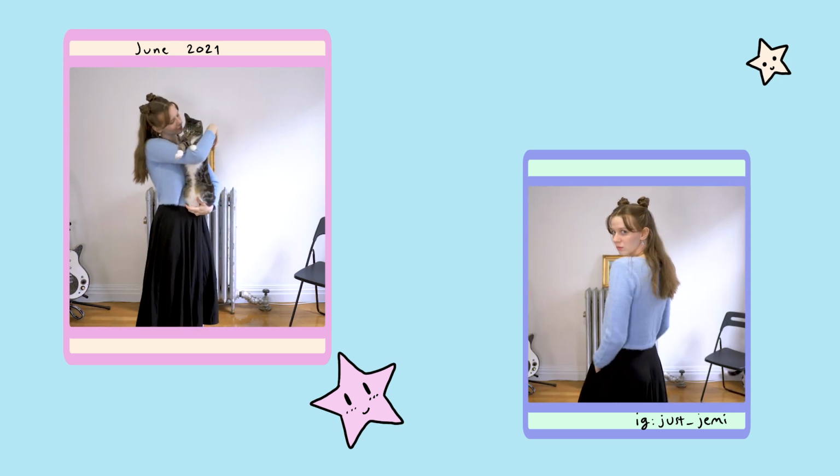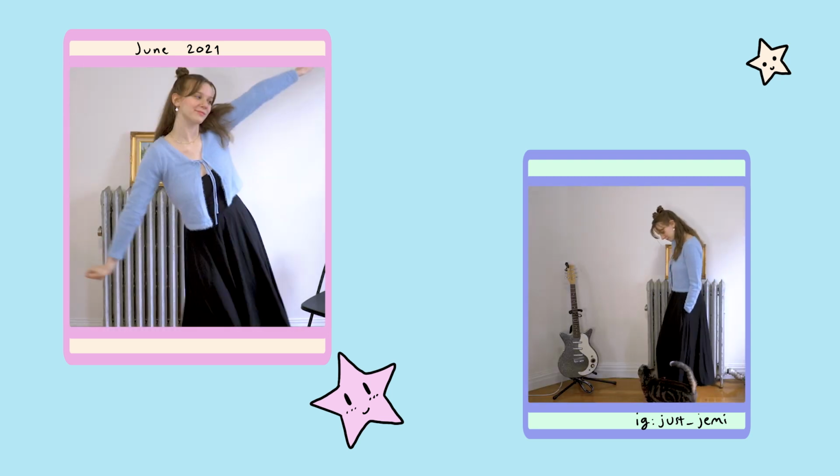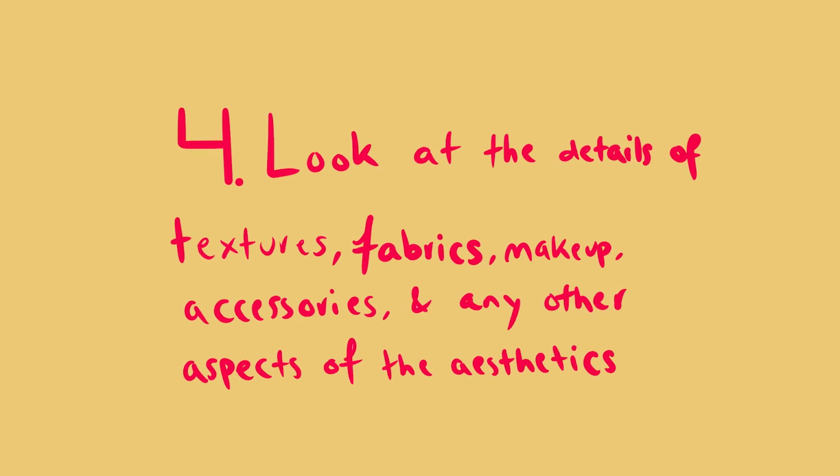Just have a look around your closet and see what colors you tend to gravitate towards and how they could work with each other. 4. Look at the details of textures, fabrics, makeup, accessories, and any other aspects of the aesthetics. In the end, you want to have a cohesive and harmonious aesthetic mix, am I right? Right? That's not just me, right?